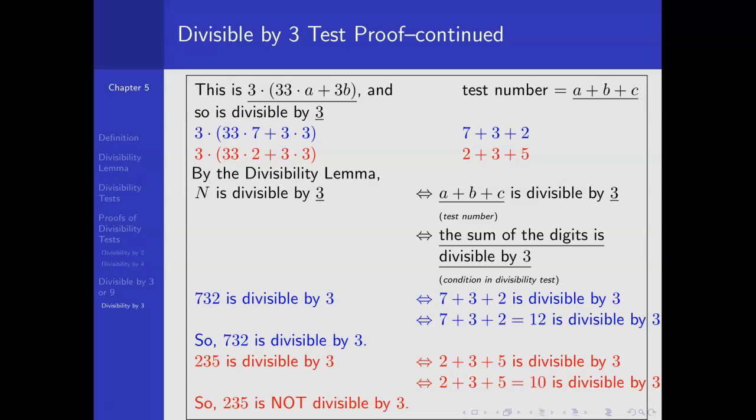Now, you're going to have to adapt this proof in the homework for divisible by 9. But you can see in here, there were lots of places where we had 9s, so it would be easy to pull 9 out instead of a 3 where we need to. So keep that in mind when you get to that in the homework.